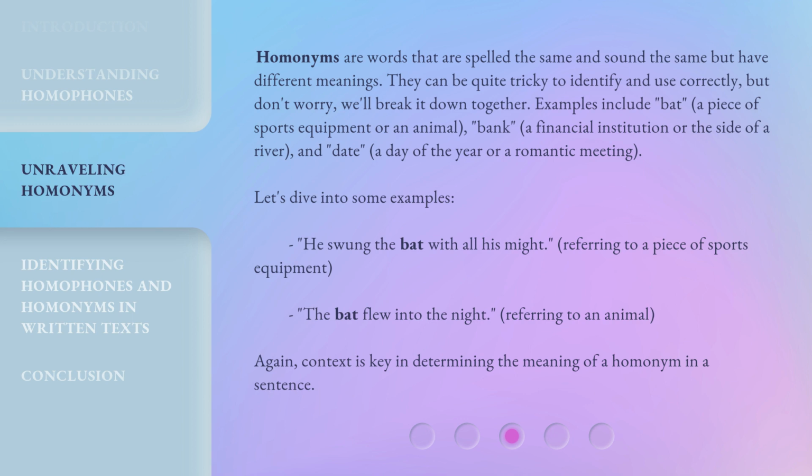Let's dive into some examples. He swung the bat with all his might. Referring to a piece of sports equipment. The bat flew into the night. Referring to an animal. Again, context is key in determining the meaning of a homonym in a sentence.